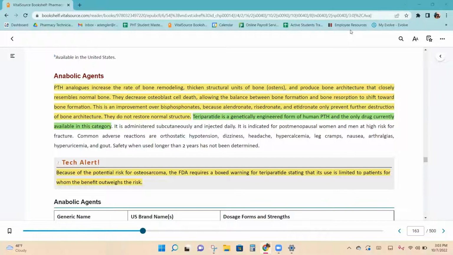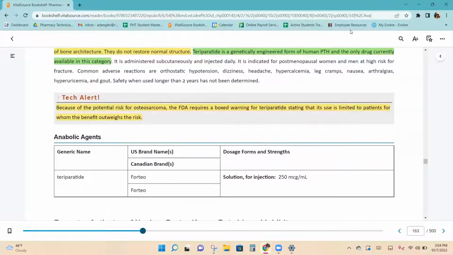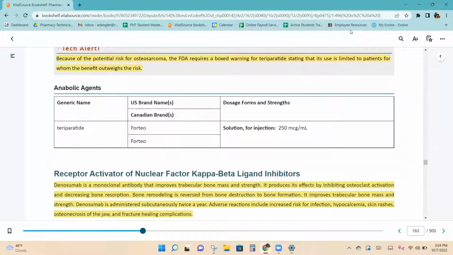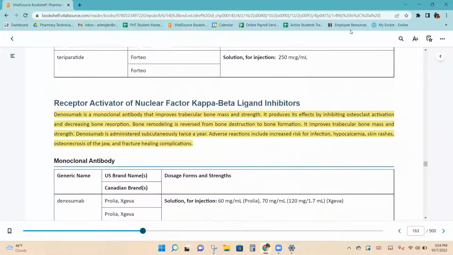Teriparatide is a genetically engineered form of human PTH and the only drug currently available in this category. Because of the potential risk for osteosarcoma, the FDA requires a box warning stating that its use is limited for patients in whom the benefits outweigh the risk. And that is Forteo, available only as a solution for injection.